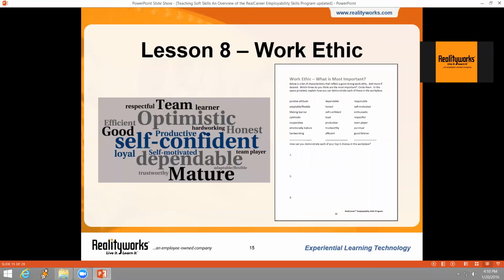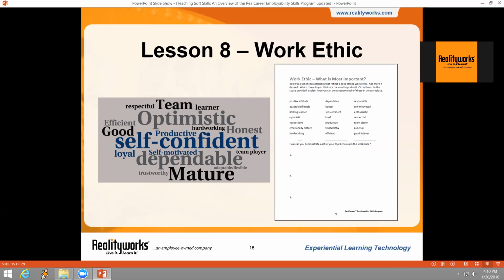A person's work ethic is a compilation of all of the characteristics that make you who you are. This lesson helps students understand what a positive work ethic is comprised of and how it can lead to being a valuable professional as an employee. Students will complete an exercise identifying the most important characteristics reflecting a strong work ethic. Students will complete a work ethic self-reflection exercise.